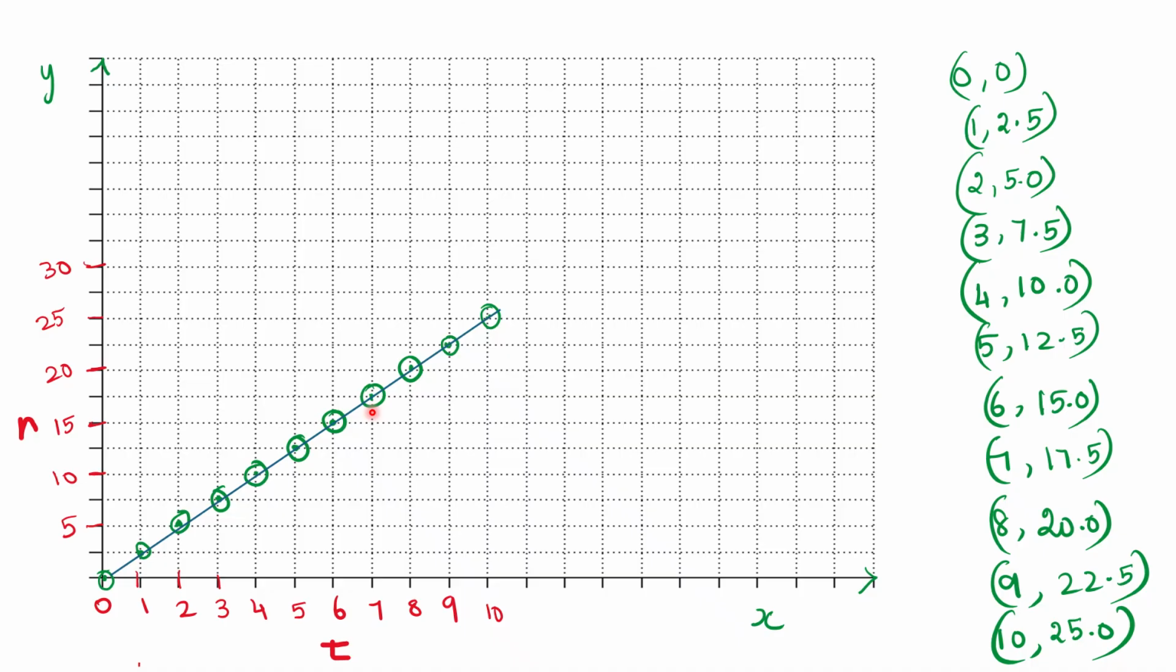7, 17.5. Now 8, 20.0, which is just 20. So 8 and 20, it's meeting here. Okay, 9, 22.5. So 9 we take from the x-axis, 22.5 from the y-axis. So 9, 22.5. Now 10, 25.0. So 10 we take from the x-axis, 25 from the y-axis. So 10, 25.